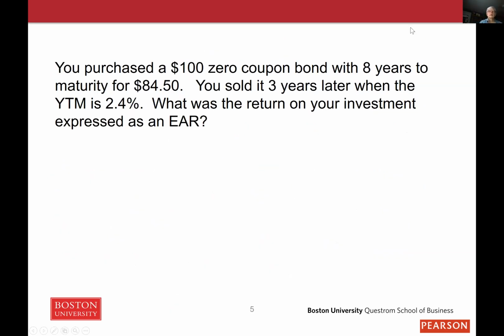So the next one is one of these zero coupon bond problems where you figure out the price at 2 different times and the return between them.